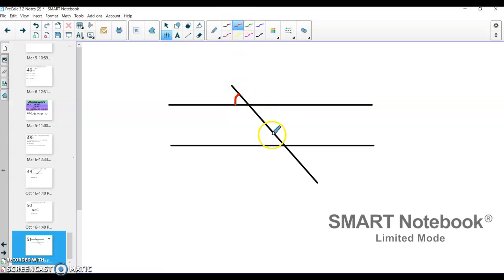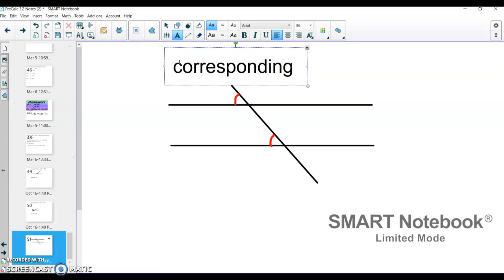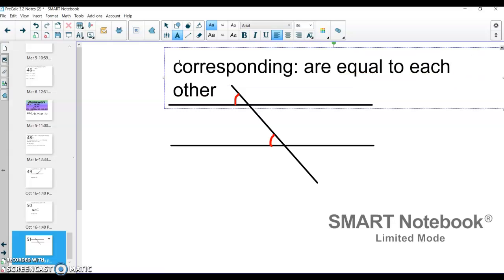Corresponding angles are these angles that are in the same position that look like they either just moved up or down the transversal. Okay, you can see that we have this angle here, and it looks like it's the same as, and it is the same as this angle down here because they're in the same spot. Okay, and what we know, these are the corresponding ones, and corresponding are equal to each other.